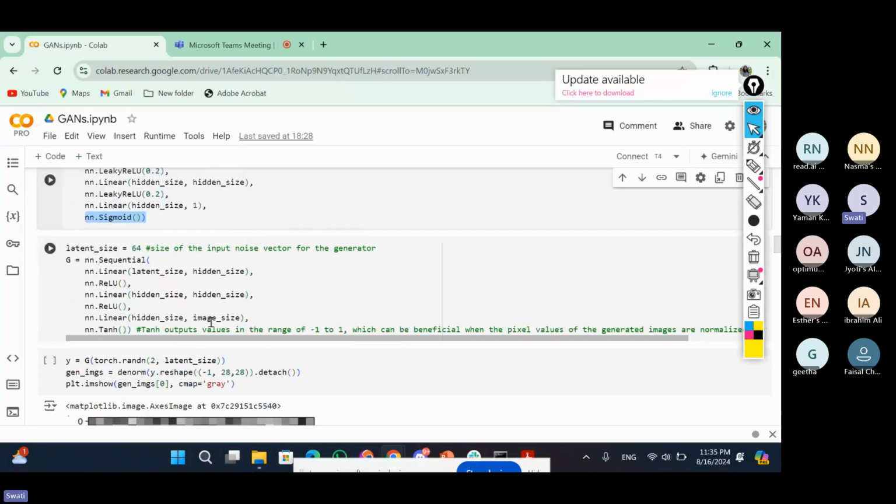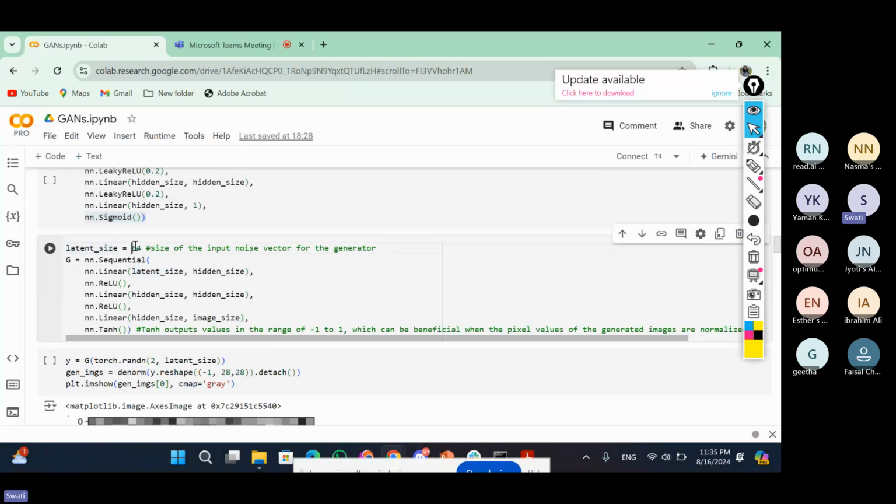Then we define the generator in a similar way, a bit different. So here we start with latent size. So what is this latent size? We have seen that first it is generated from some noise. So this is the size of that noise vector. Okay, so this is the size of that noise vector.